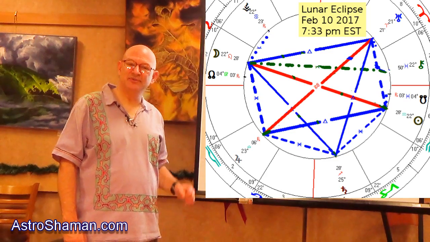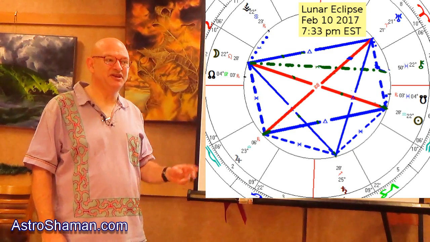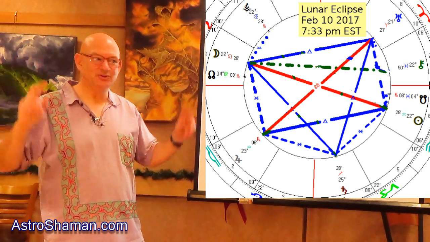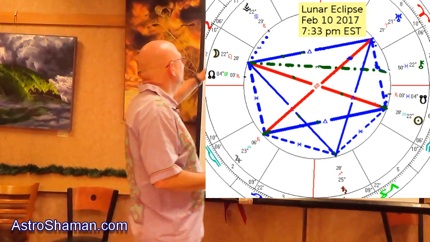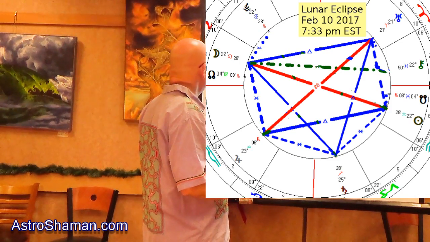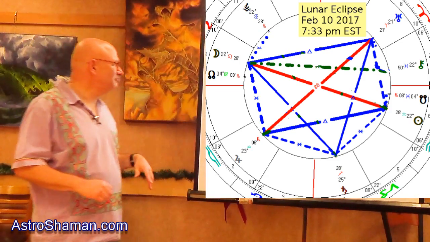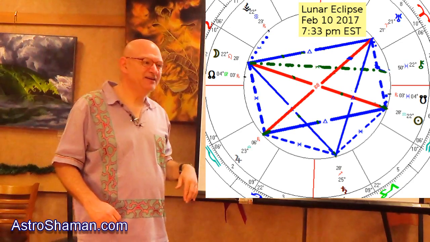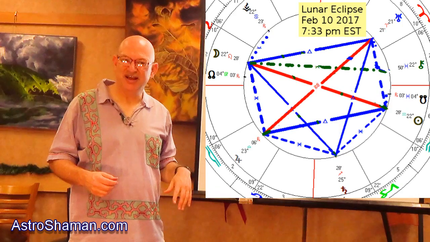Now sometimes eclipses come in threes. In 2017, the eclipses are always about 6 months apart. They do come in pairs this time, so there are only 4 eclipses in 2017. Okay, so the one on February 10th. I judge eclipses by 2 main factors. One is how close is it to the nodes, and the other is how many juicy aspects it has.